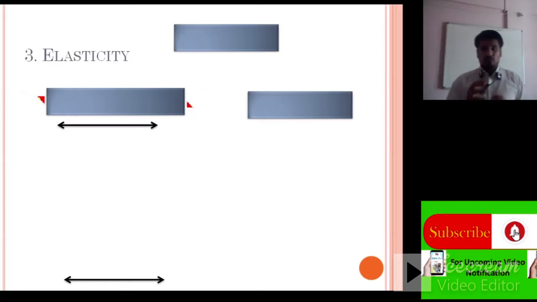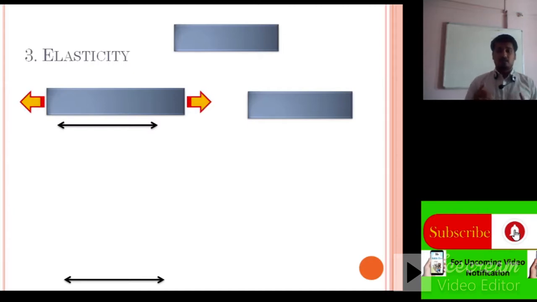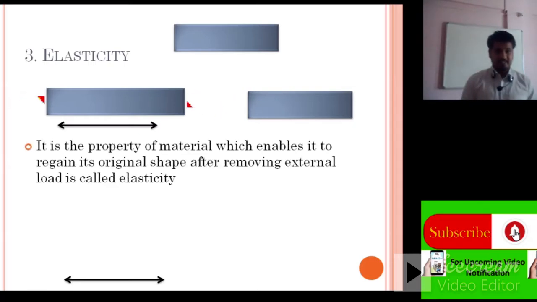Okay, now the elasticity property comes here. When we release the external applied load, the material comes back to its original shape and size. That property of a material is known as elasticity. We will read the statement of elasticity. It is the property of material which enables it to regain its original shape and size after removing the external load. It is called elasticity.